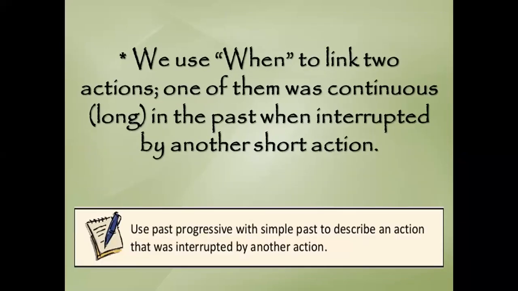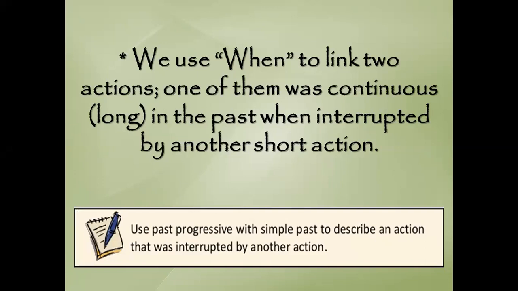What about when? When as a connective. We use when to link two actions. One of them was continuous. It was long in the past. When interrupted by another action, another short action. So in the case of when as a connective, it links two actions, one of them was going on and going on and going on, when something else, another short action, happened and interrupted the first one.